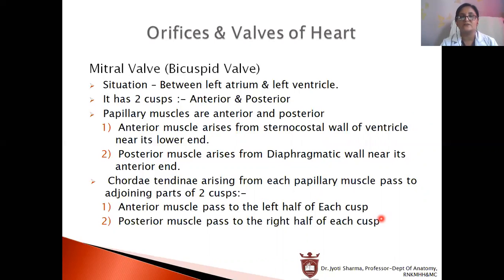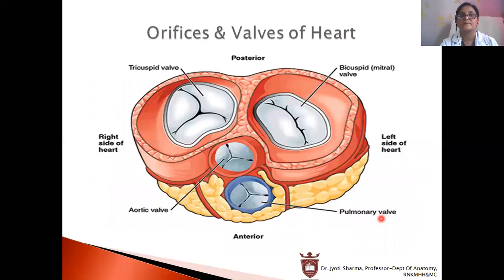The anterior muscle passes to the left half of each cusp, and the posterior muscle passes to the right half of each cusp. Here we can see in the diagram the two cusps of the bicuspid valve and the three cusps of the tricuspid valve.